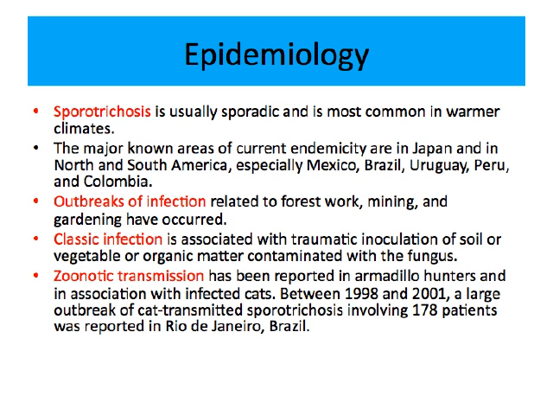Usually in warmer climates, and again it is present at a fixed level in quite a few areas: Japan, North and South America, and there's a list of other countries as well. The outbreaks of infection are related to, of course, people in certain occupations, if you happen to work in forest, mining, or gardening, be it commercial or your hobby. The classic infection is basically a traumatic inoculation, just like a thorn prick, that initiates this infection. And then again, there is zoonotic transmission as well, especially armadillo hunters and infected cats. There are reports, especially in Brazil, of cat-transmitted sporotrichosis.